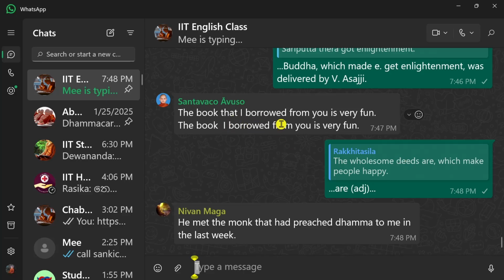The book that I borrowed from you is very fun. Yeah, it's very fun. You see, the book is a non-specific noun. So this is a defining relative clause, and that is an object. So you can elide that. The book I borrowed from you is very fun.